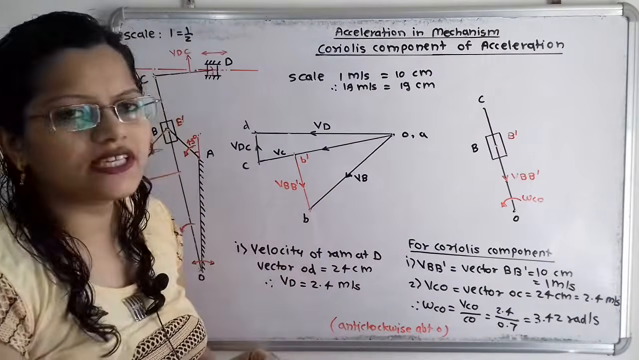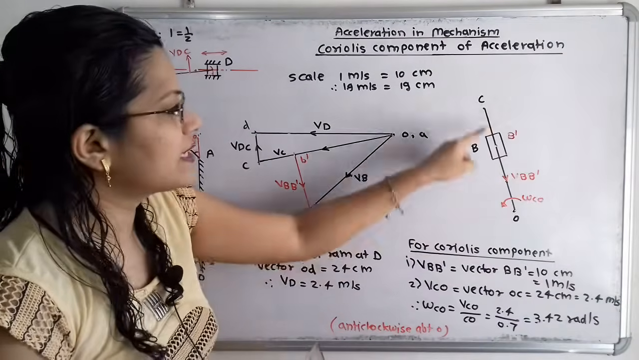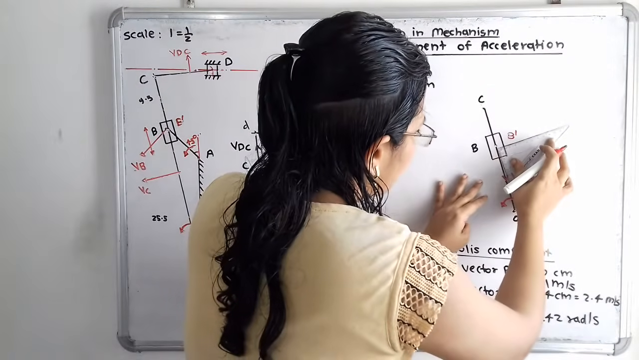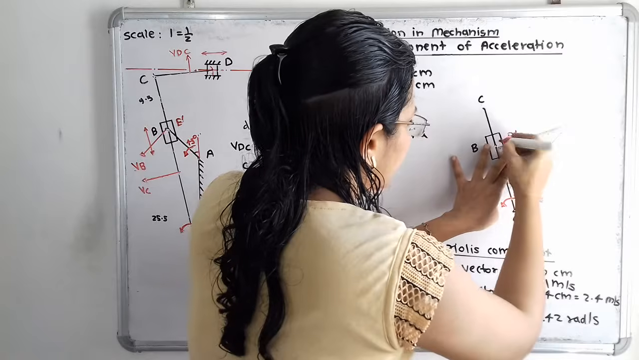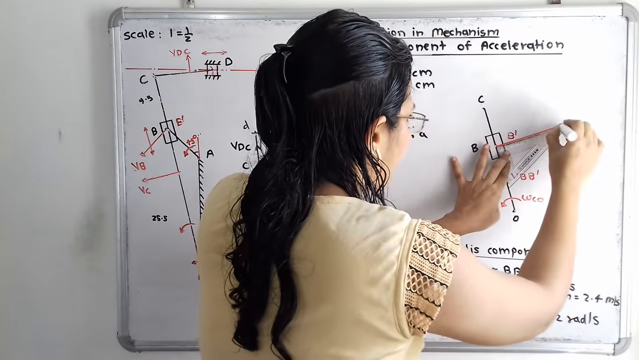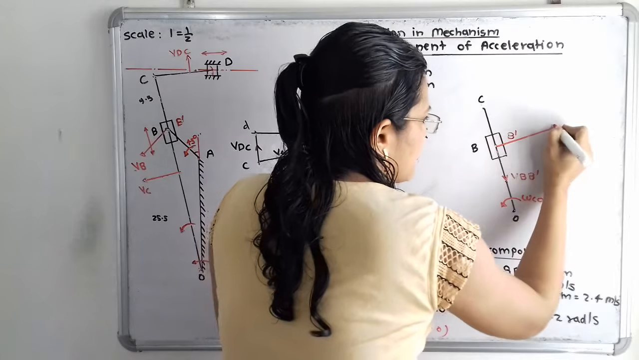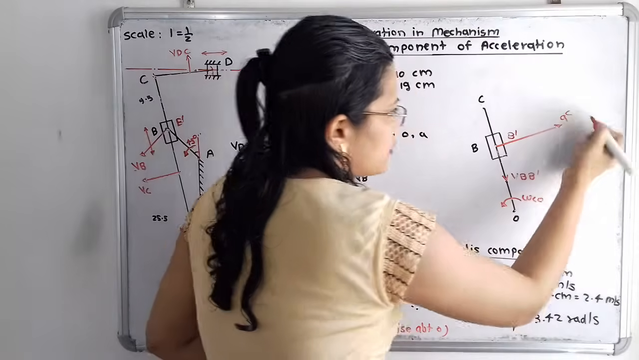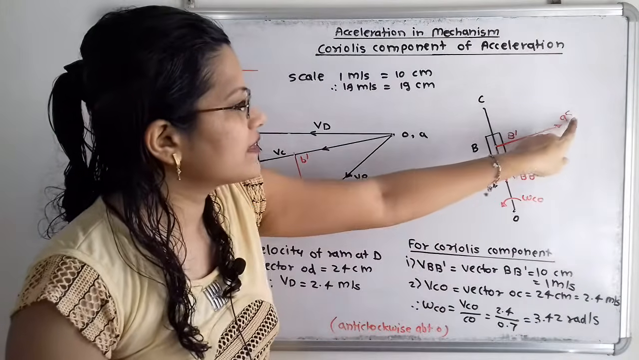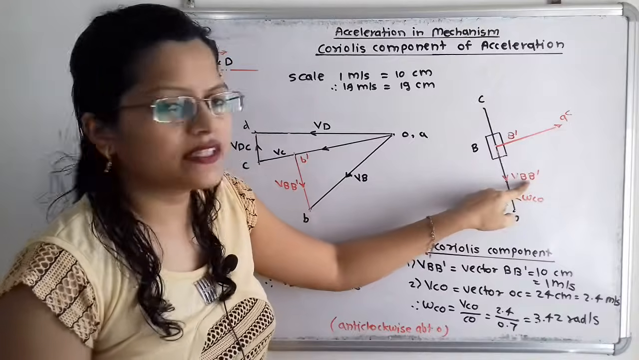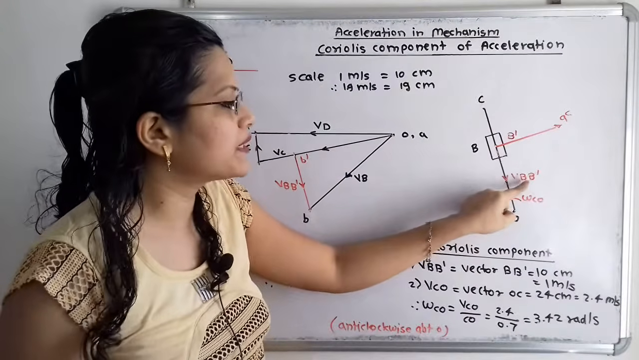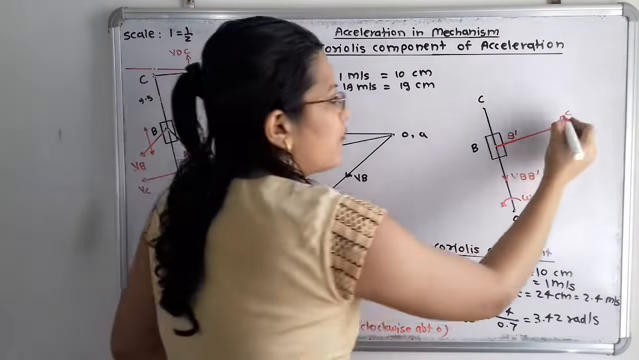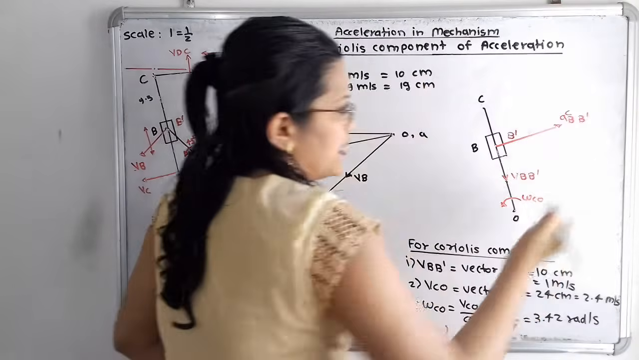Now I have to draw this line perpendicular to the link OC. With the help of a protractor I will align one edge with this link OC, and from the other edge I draw a line passing through the point B. So here is the direction. The Coriolis component of acceleration is shown as a raised to c. Here we take the same letters as the velocity, that is b to b dash. That is the Coriolis component of acceleration of b with respect to b dash.